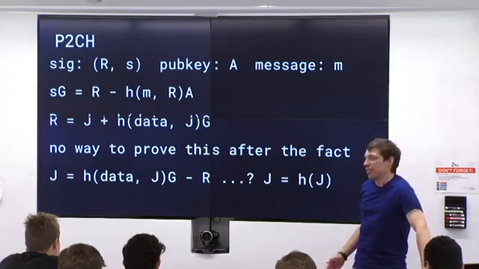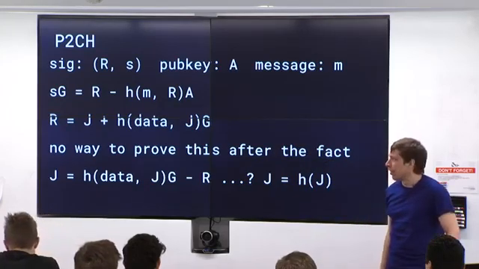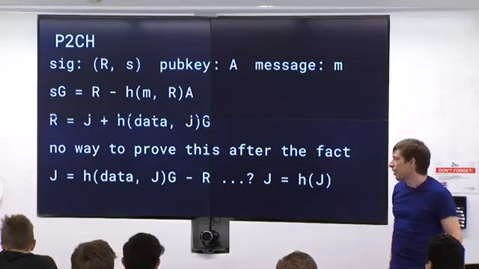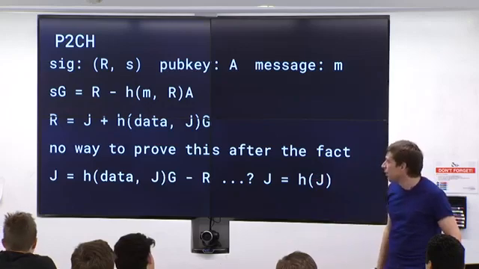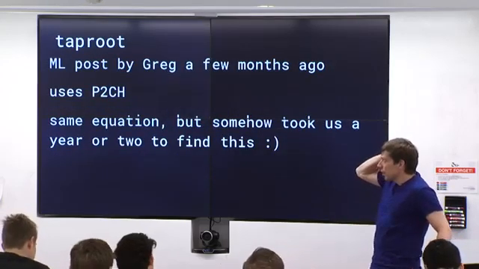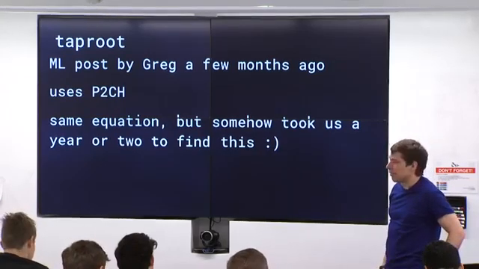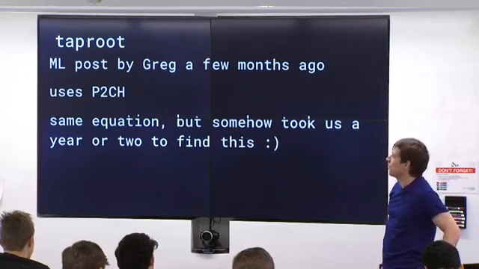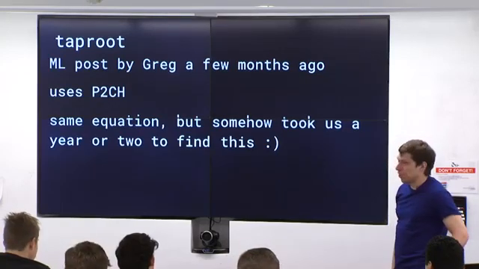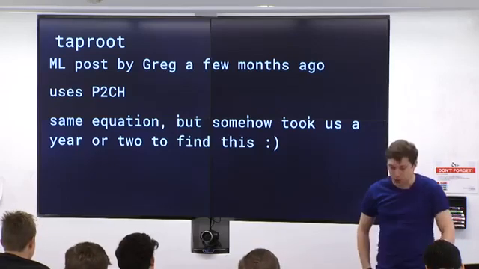But it took a year or two, and then Greg posted on the mailing list in January, like, hey, wait, you can use this for something else. And then it was like, oh, shoot, how did no one think of that? So it's called Taproot. And I don't know why Greg called it that. Greg Maxwell, he's a guy with a big beard who works on Bitcoin, and he's super smart. And it uses this pay-to-contract hash construction. And it's the same equation, but it took us a year or two to figure out that you could do this.